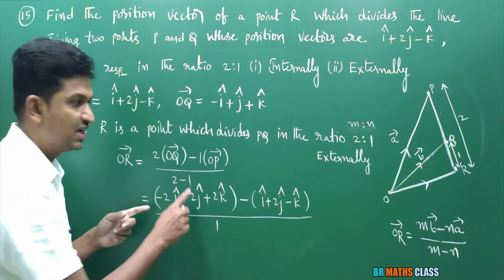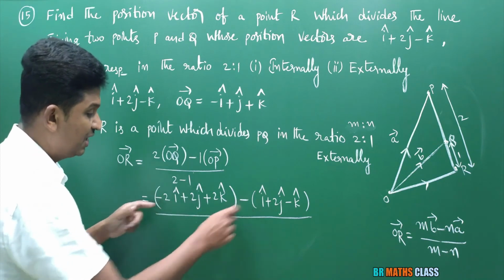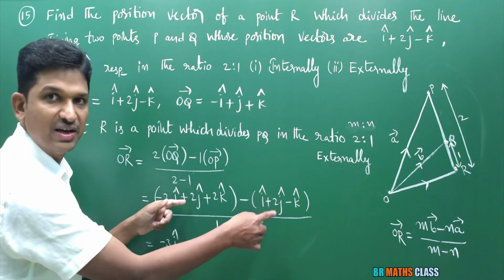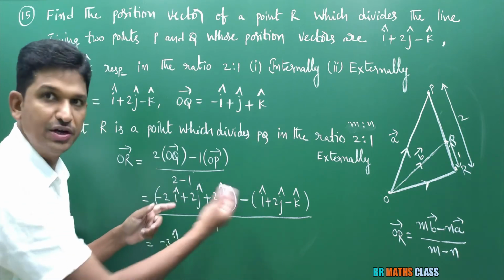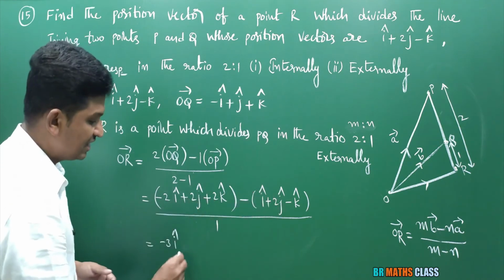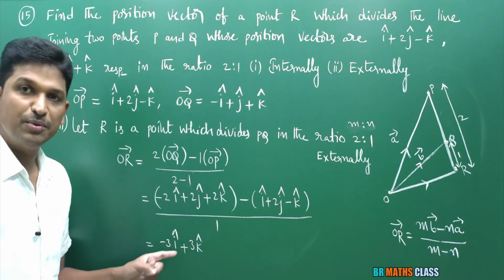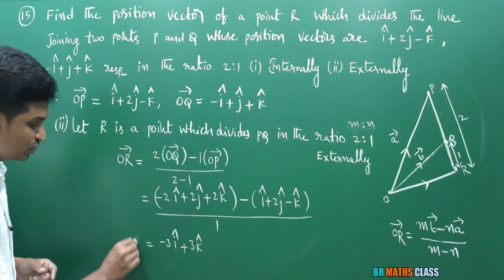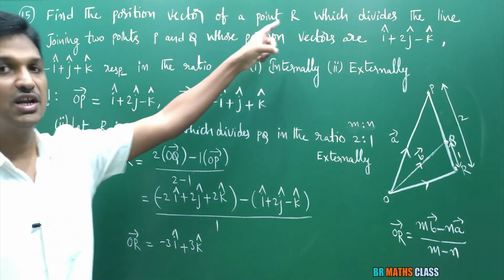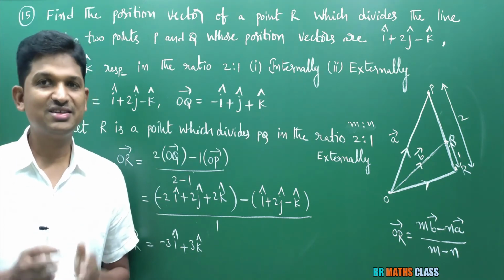A little bit of simplification. I will subtract these two vectors. You observe the i components: minus 2 minus 1, that is minus 3. Minus 3 i cap. 2 minus 2, that is 0. Okay, 0 into j cap, no need to write, that will become 0. 2 minus of minus, plus 1. 2 plus 1 is 3, plus 3 k cap. So I got minus 3 i cap plus 3 k cap. What is this? This is the position vector of point R, OR bar. What are they asking? Find the position vector of point R. That means we need to calculate OR bar. I hope you understand this.